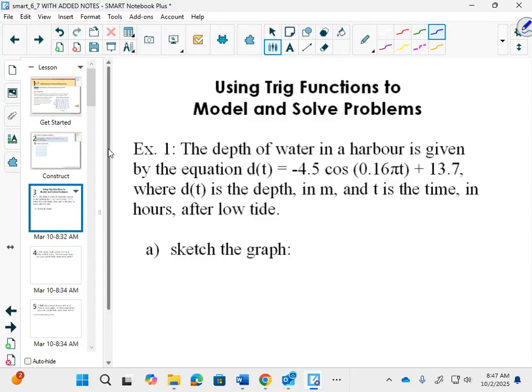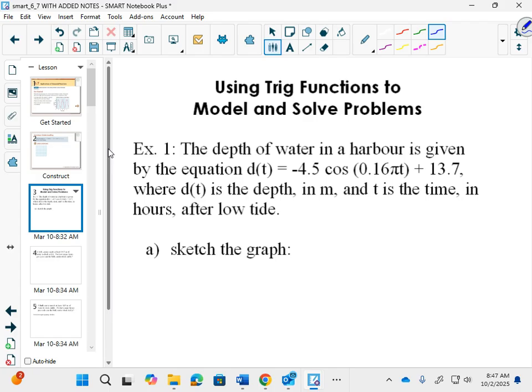Sometimes the really easiest word problems or real life applications are ones like this where they actually give you the equation. So anything that happens in our day-to-day lives that repeats itself on a regular interval can be represented by either a sine or a cosine graph.